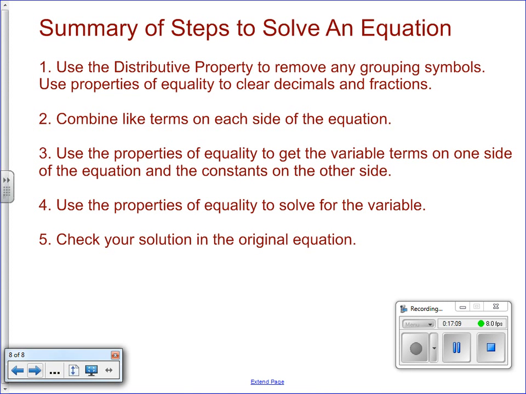Step 2. Combine like terms on each side of the equation. Step 3, use properties of equality to get the variable terms on one side of the equation and the constants on the other side. Step 4, use the properties of equality to solve for the variable, working backwards. 5, check your solution in the original equation. If you do all 5 steps, then you will make sure that you have a correct solution.